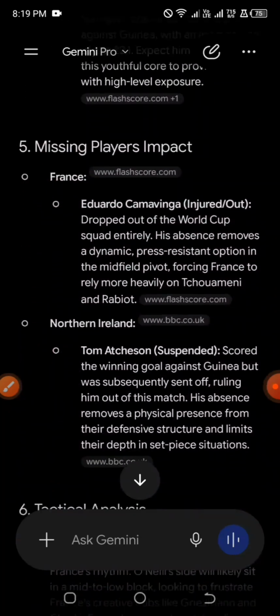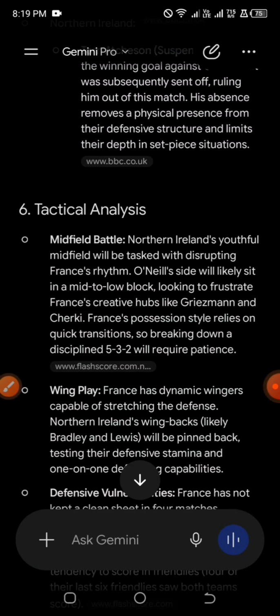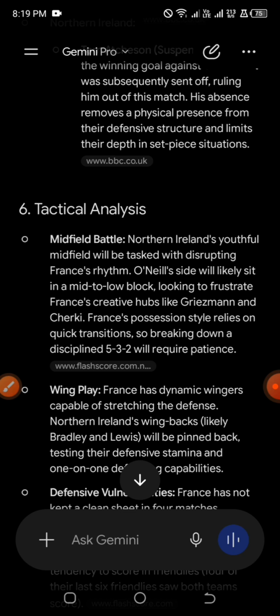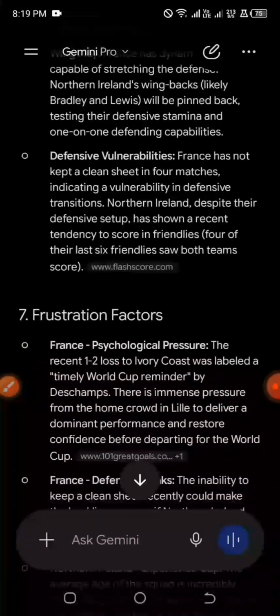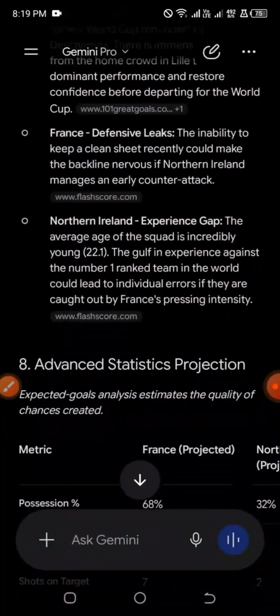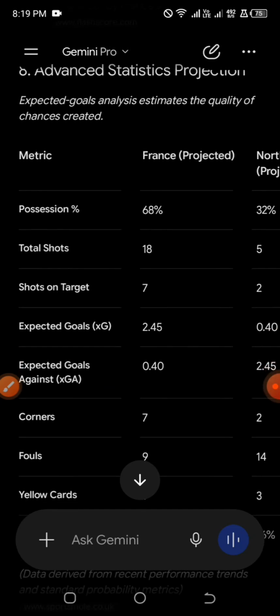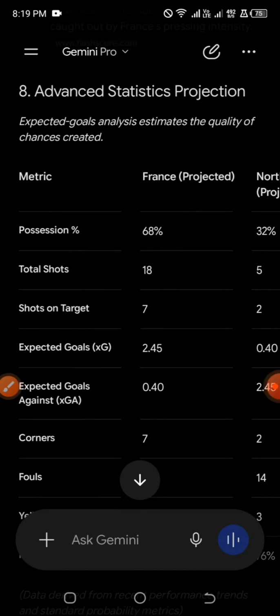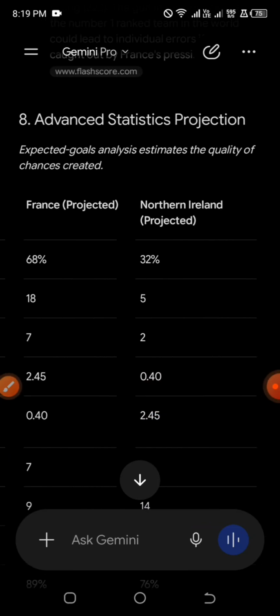I think if they decided not to use this particular match to play, I think they should beat this away team. We have the projected statistics.